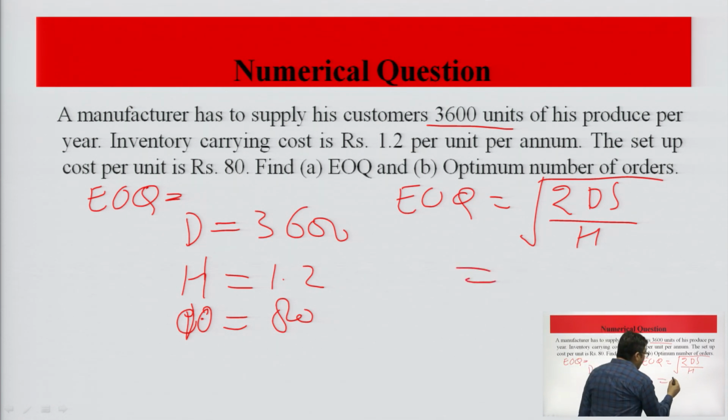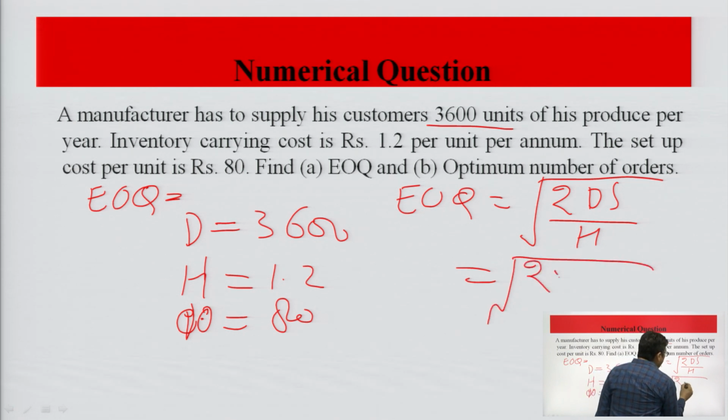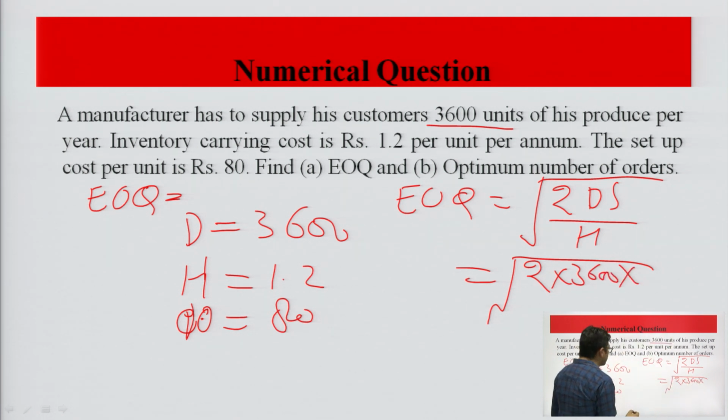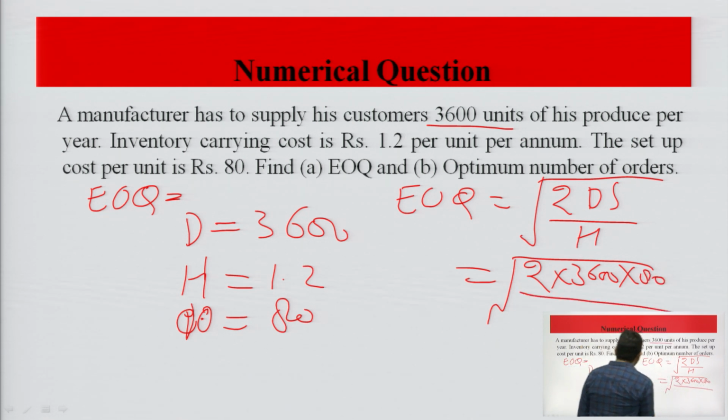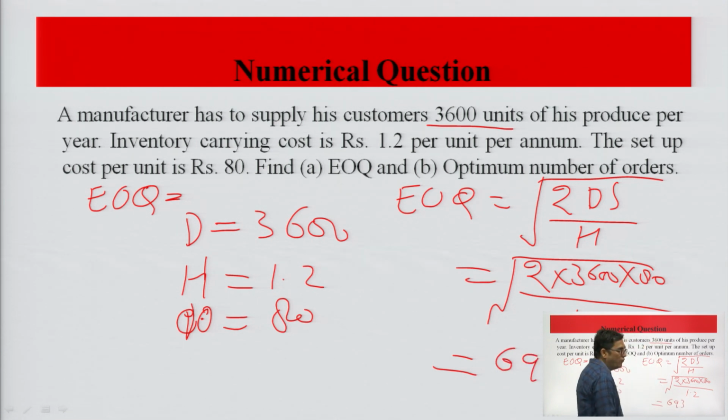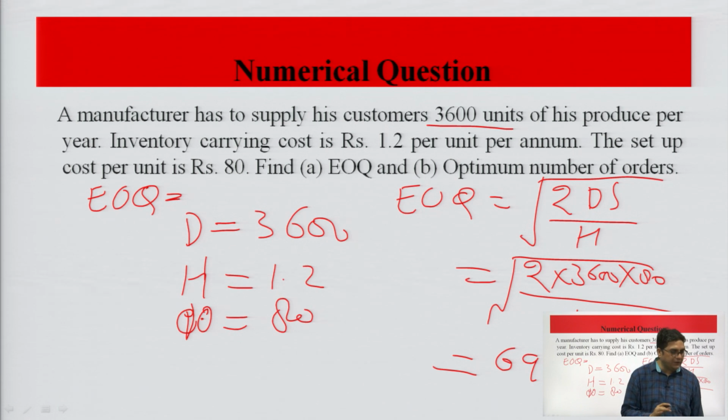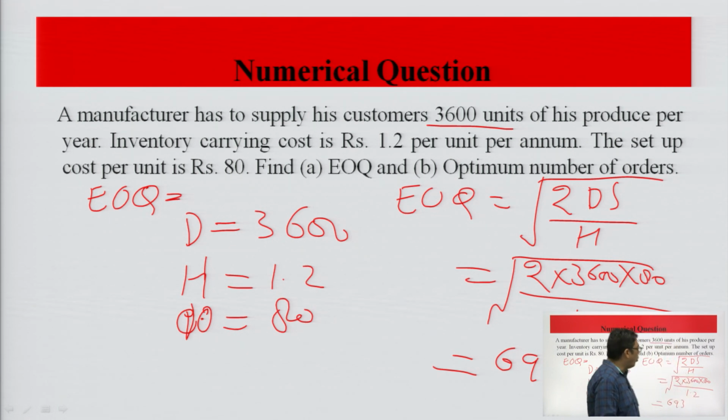So, here we have 2 into the annual demand, which is 3600, the ordering cost or setup cost, which is 80, and the holding cost, which is 1.2. By working this out, we get 693 as the optimum quantity that an organization has to order.